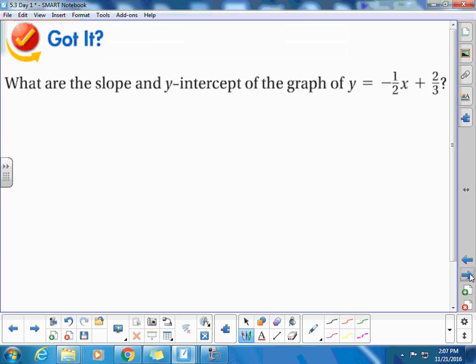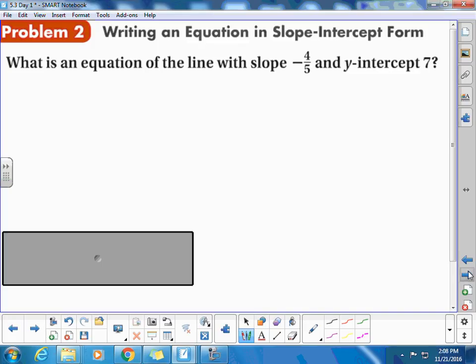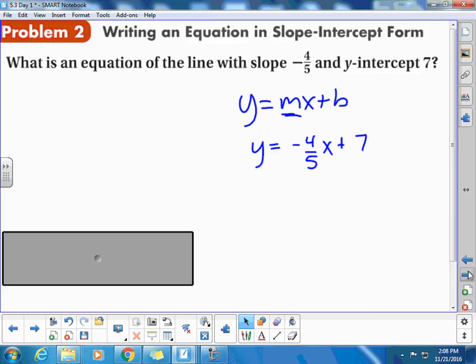So go ahead and try this one. Put me on pause. Slope and y-intercept. You should have answered slope is that, and my y-intercept is 2/3. What's the equation of the line with a slope of -4/5 and y-intercept 7? Again, we're going to fill in this equation, y equals mx plus b. And this is my slope, so y equals -4/5 x plus my y-intercept, which they give me, is 7. So that should just be the equation for my line.